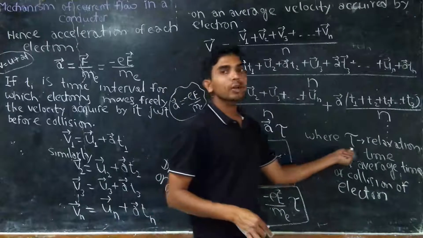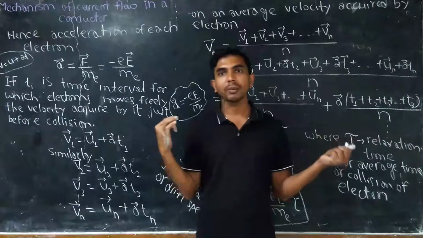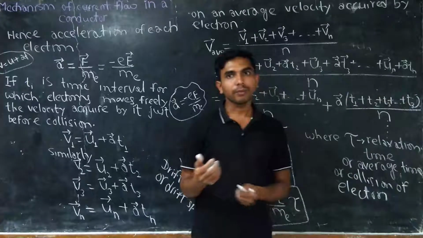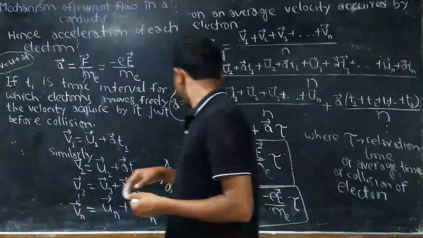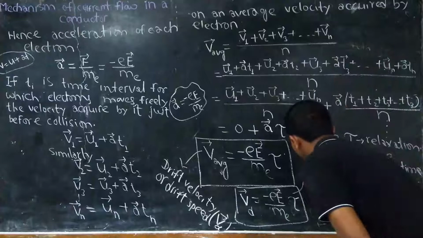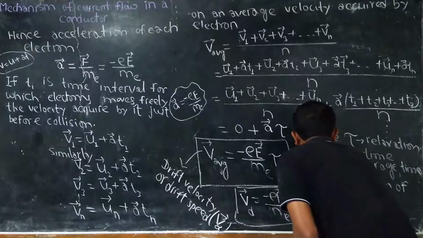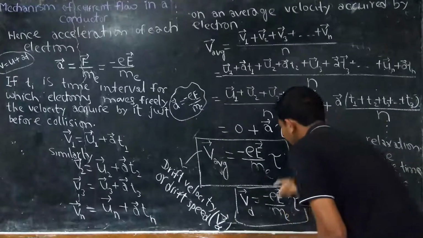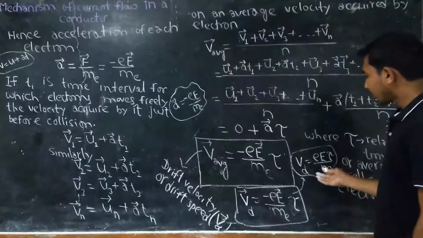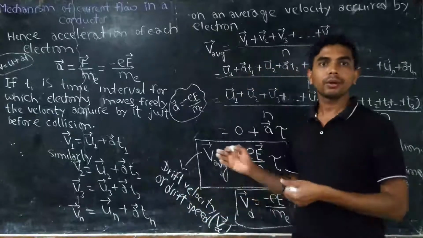Relaxation time depends on the material. Suppose you take iron, the relaxation time will be different; for copper, for different materials, this value will be different. So note it down up to this. Further, if you write this only in magnitude form, you can write eE tau by m. Here we were taking direction also, so drift velocity was in vector form, but in only magnitude you can write like this. I hope you have written all these things.